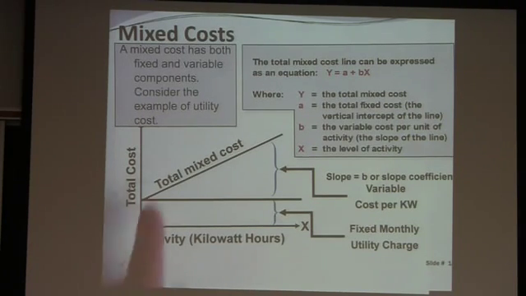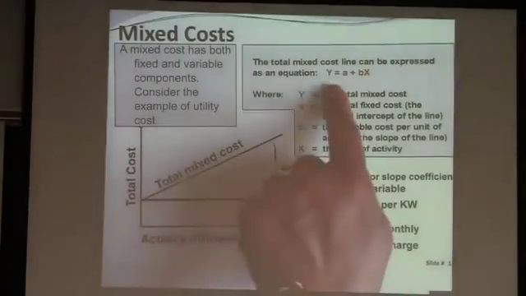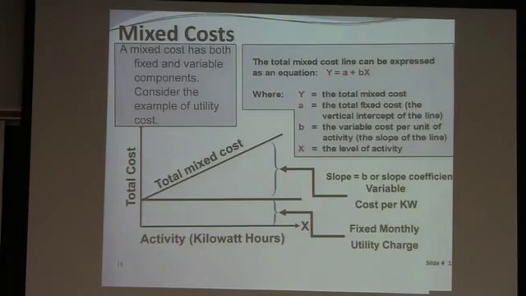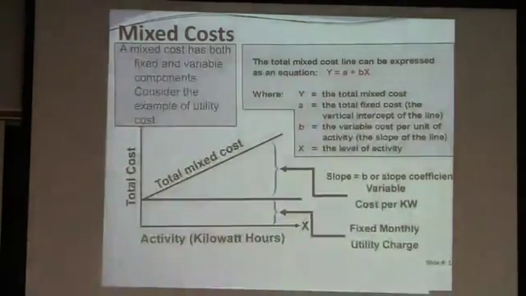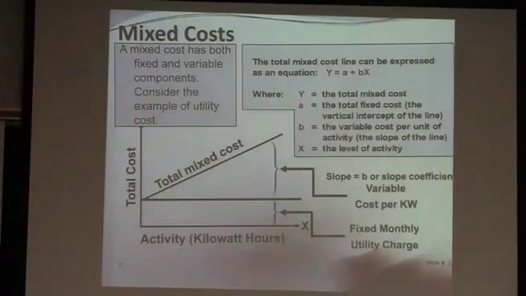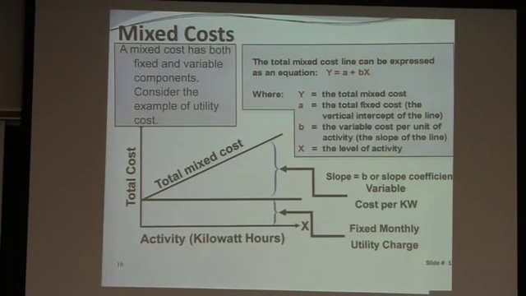Now, just a couple of things. You'll see that I've got an equation y equals a plus bx, and that is the equation that represents the mixed cost. Y represents total cost, A represents total fixed cost, and B represents the variable cost per unit, with X being the level of activity. So we're going to come back to this mixed cost a bit later in other mock exercises, but just to let you guys know the difference between the two.